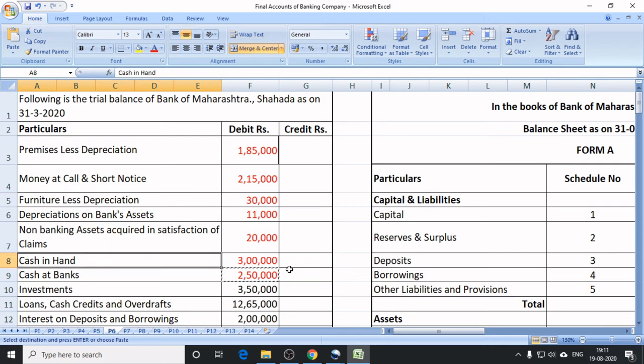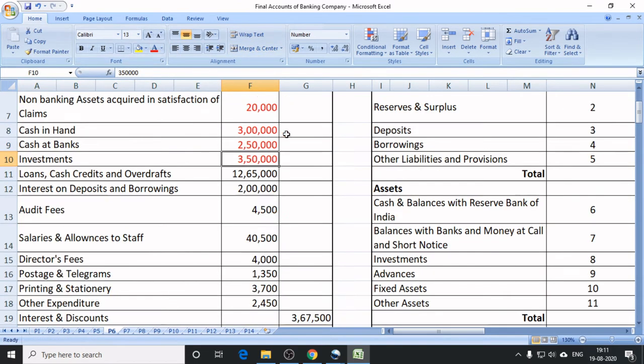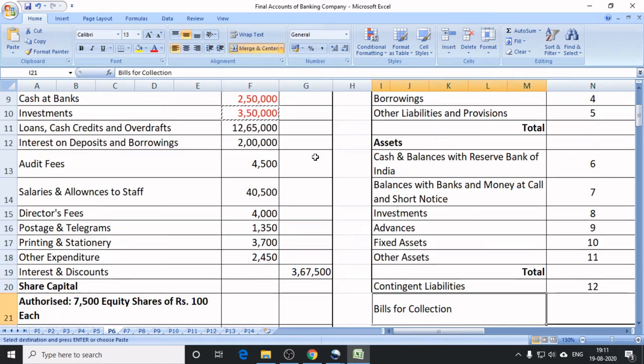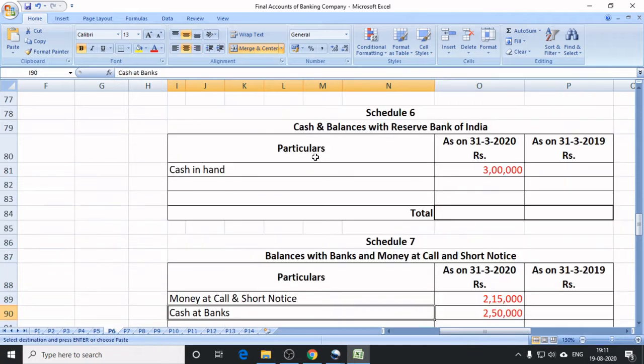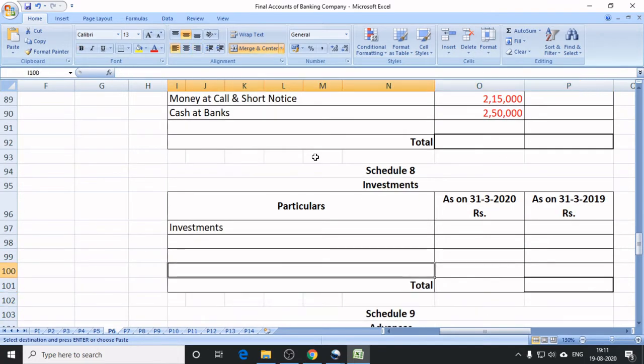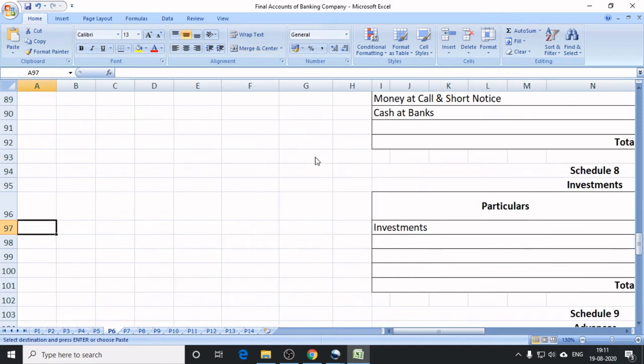Okay, the next is investments. It also has a debit balance, and it is an asset of a bank. For recording the investments, we have schedule number 8, investments. So we will show it here. Investments, the value is 3,50,000.